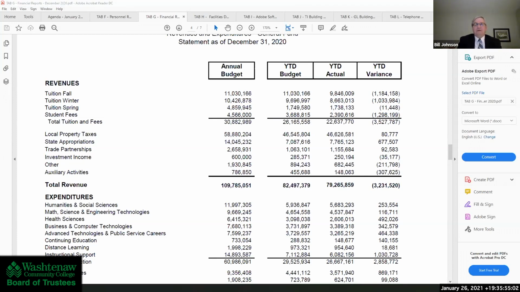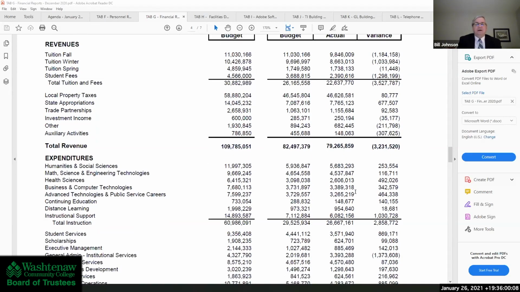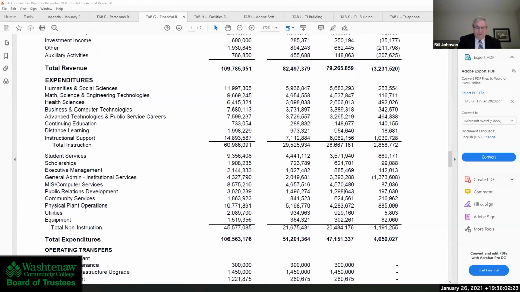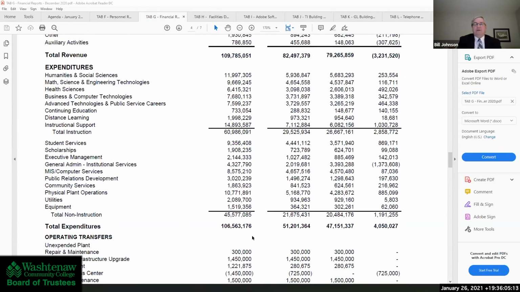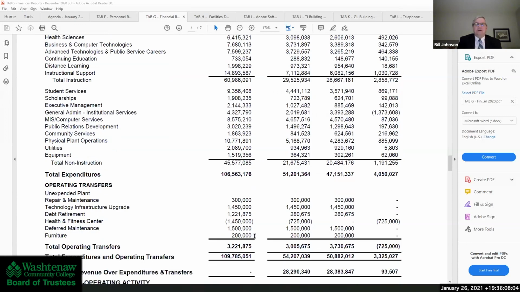However, the variable costs of running the campus is also down. So if you scroll down just a bit, you'll see that our total expenditures is below budget by about $4 million. About 2/3 of that savings is in personnel. On our full-time side, we have about 34 vacancies that we're averaging. And also our part-time expenditures are down as well. And then our non-personnel costs are also trending well below budget, in large part because we're not on campus in that presence.